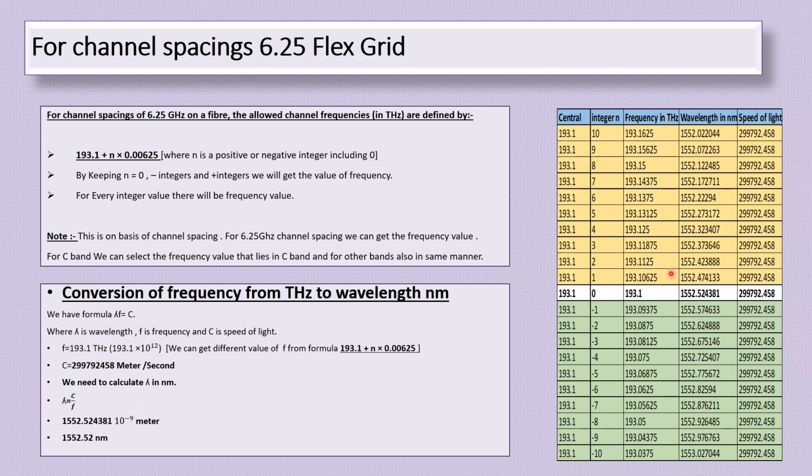This wavelength can be converted, or wavelength or frequency values can be obtained by this formula. This is the basic formula, lambda f is equal to c. Lambda is the wavelength, which we get by putting different values of n in this formula. So we will get different wavelength values by using the value of c, which is the speed of light. We can calculate these different wavelength values from these frequencies. So this is just the calculation. Moving to the next slide.